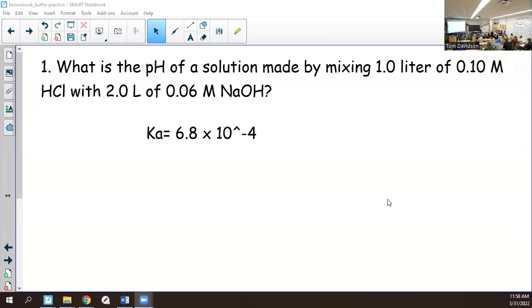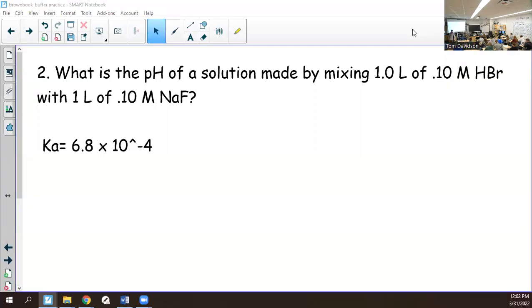All right, this is the first practice problem, and I'm going to pause it again. So we don't need the Ka at all. In fact, that's just a made-up number completely for this one. It has nothing to do with the problem because I don't have a weak acid or a weak base, right? So this is just a straight titration or neutralization, whatever you want to call it.